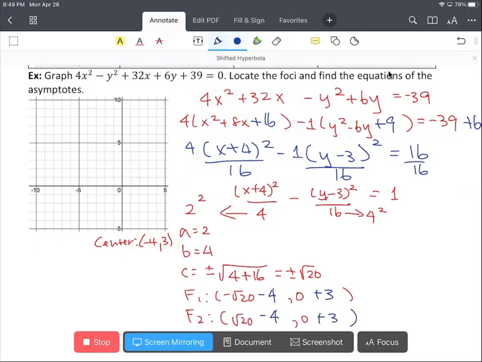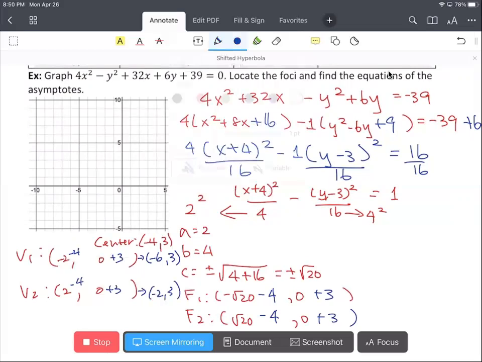So from here, we can find our vertices. Let's call them V1 and V2. For the vertices, we know that will be plus or minus a, comma 0. So negative 2 comma 0 and positive 2 comma 0. But as I mentioned, we have to add those x and y values. And when we simplify, we get negative 6 comma 3 and negative 2 comma 3.